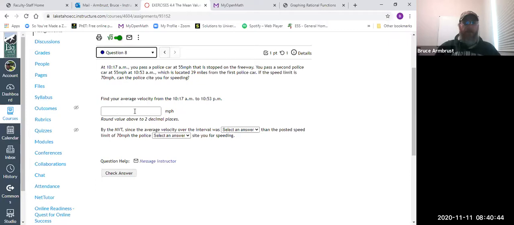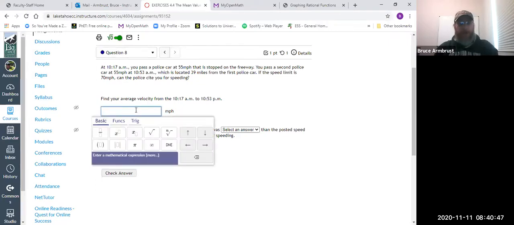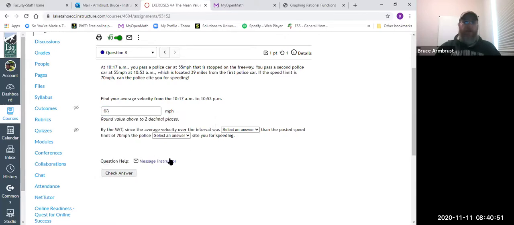Because we know our speed. We just calculated that it was 65 miles per hour. Okay, so by the mean value theorem, since the average velocity over the interval was, let's see what our choices are here for selecting the answer. Oh, nice and easy, less or more. So the average velocity, was that lower or higher than the speed limit? Well, the speed limit was 70 miles an hour. So we are actually less than that.